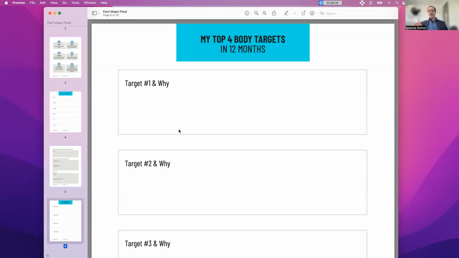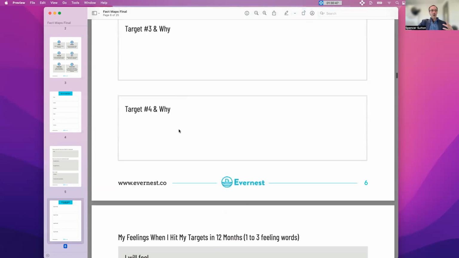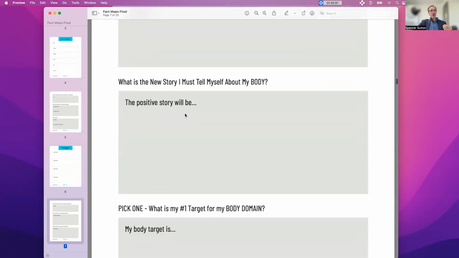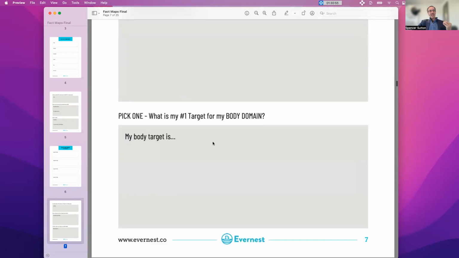Whatever the case is, it needs to be something that's a SMART goal or SMART target, right? So it's measurable, all those things that SMART targets are. So come up with 4 of them. And then, how will you feel when you hit those targets? What's the story you're going to have to tell yourself? And then you pick one of those, just one, and say, that is my target. That's what I want to do. And so, boom, there it is.